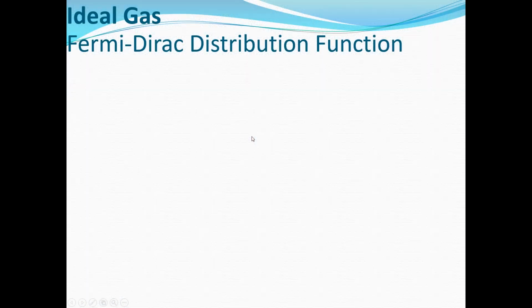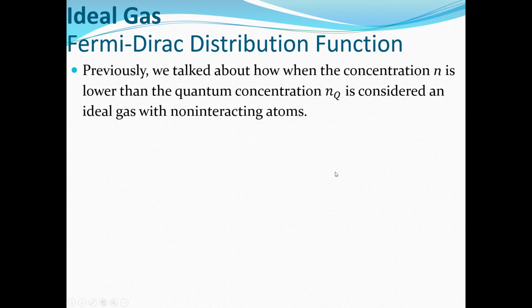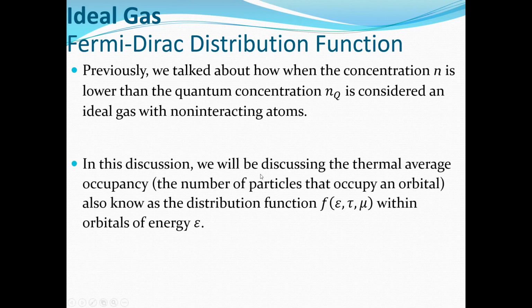So this is going to lead into something that we're going to talk about, the Fermi-Dirac distribution function. We've talked before about when the concentration is lower than the quantum concentration, then we consider these as being an ideal gas of non-interacting atoms, and that we can basically use things like PV equals nRT, for example, when dealing with that. We won't have to go into this discussion of quantum effects. Basically the gas is in what we would call the classical regime.